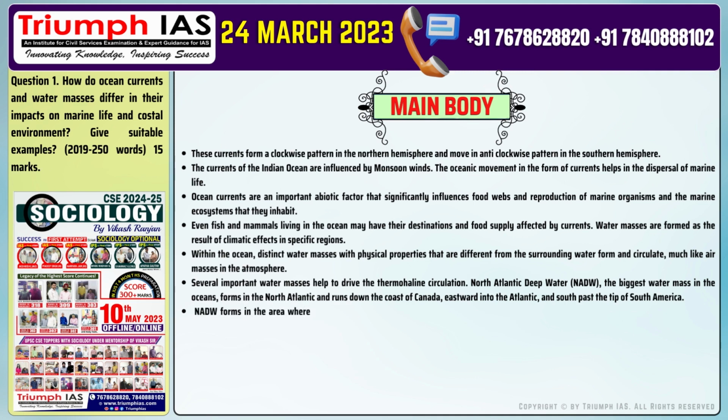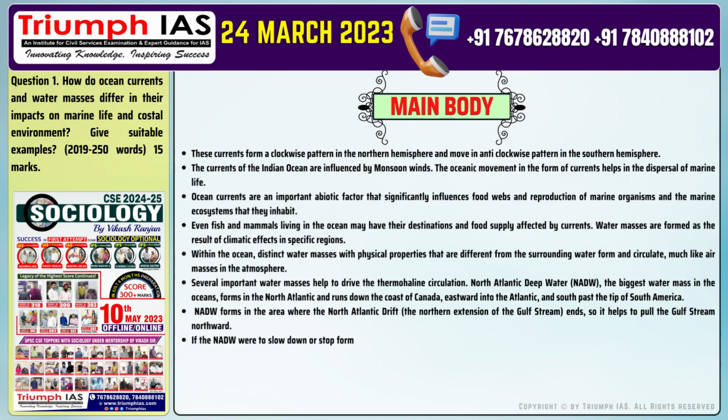Number 7. NADW forms in the area where the North Atlantic Drift, the northern extension of the Gulf Stream, ends, so it helps to pull the Gulf Stream northward. Number 8. If the NADW were to slow down or stop forming, as has happened in the past, this could weaken the Gulf Stream and the North Atlantic Drift and cool the climate of Northwest Europe.